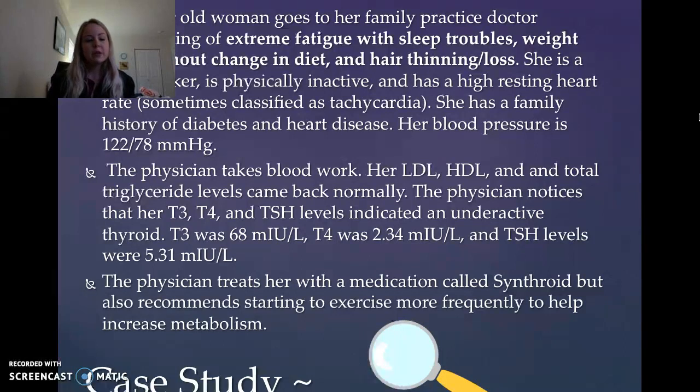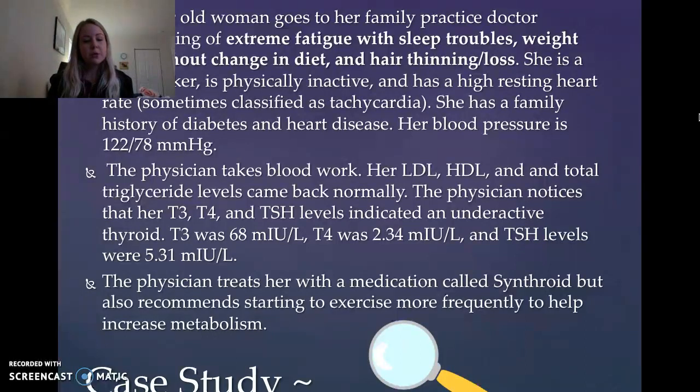So from here, the physician takes her blood work. All of her cholesterol levels come back normally, but her thyroid levels, the physician notices that T3, T4, and TSH levels indicate an underactive thyroid. Her T3 was 68, so this reverts back to the chart at the beginning of the slideshow. Her T3 was 68. T4 was 2.34, so that's low, and then her TSH is above 3 at 5.31. So this indicates that she has hypothyroidism.